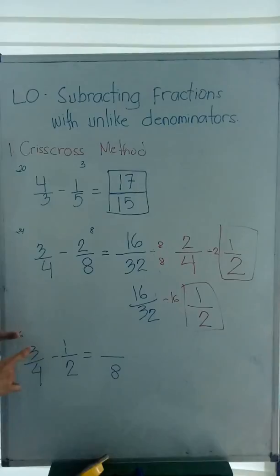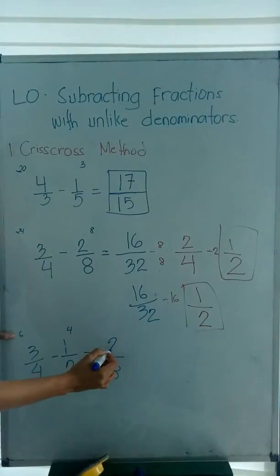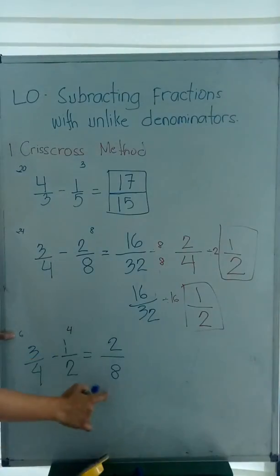So 2 times 3 equals 6. You write it here. 4 times 1 equals 4. You write it on top. Now 6 minus 4. This is the time where you can take away or subtract. 6 minus 4 equals 2. So this is your answer.